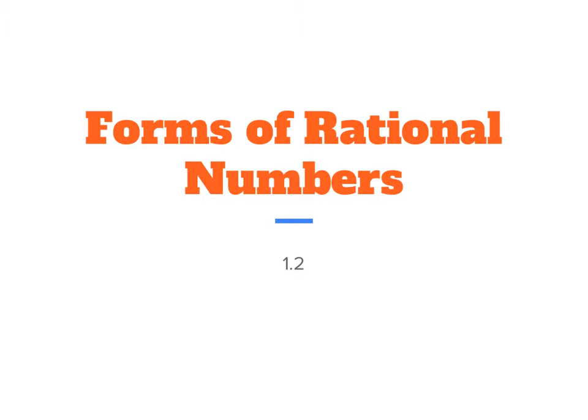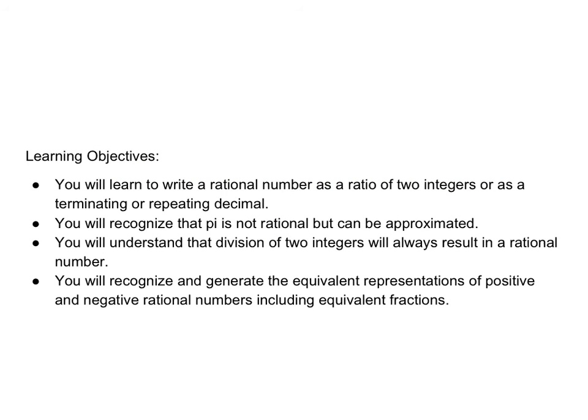Alright, here we go. Lesson 1.2, Forms of Rational Numbers. We have 4 total learning objectives for this lesson. Go ahead and get these written down before moving on to the next slide.